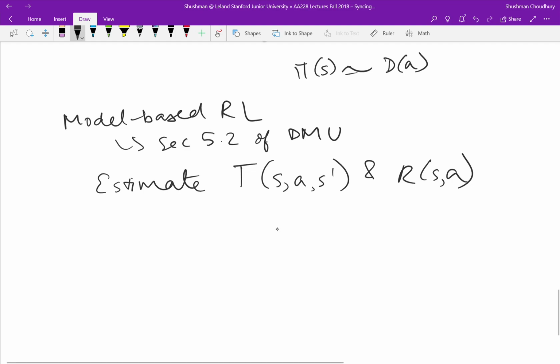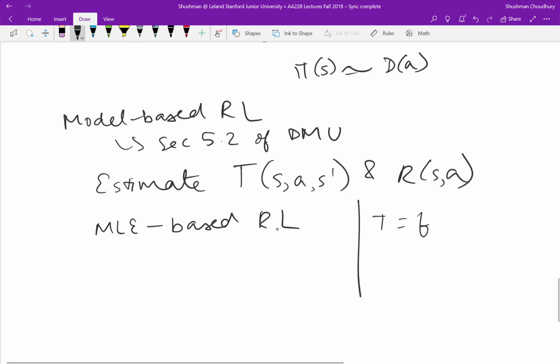And here I'll talk about maximum likelihood estimation based RL, but you could in principle use something else. You could use some other parametric form, where the transition is some parametric form of S, A, S prime, and R is some parametric form of S and A, or something more general. You would do a bunch of things, but in this case we're just going to represent it using counts.